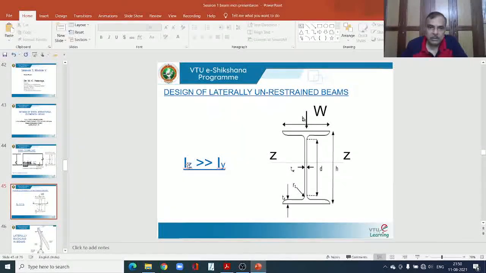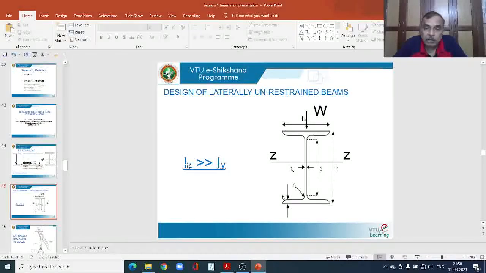So anyway, let us take another concept, the behavior of a laterally unsupported beam. In fact, whatever I explained in the earlier slides is connected with the restrained beams, and I have explained how the beam can be restrained, and the different ways and means with which we will be restraining the lateral movement of the member.